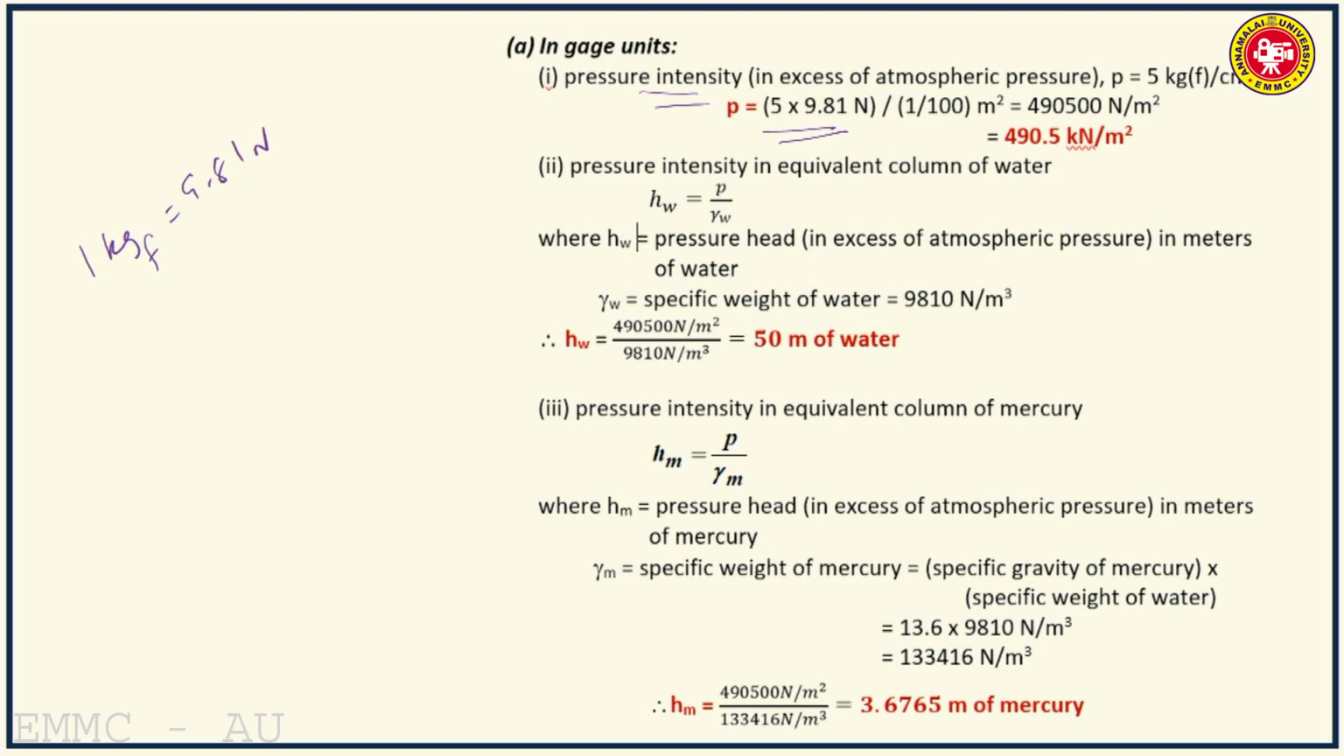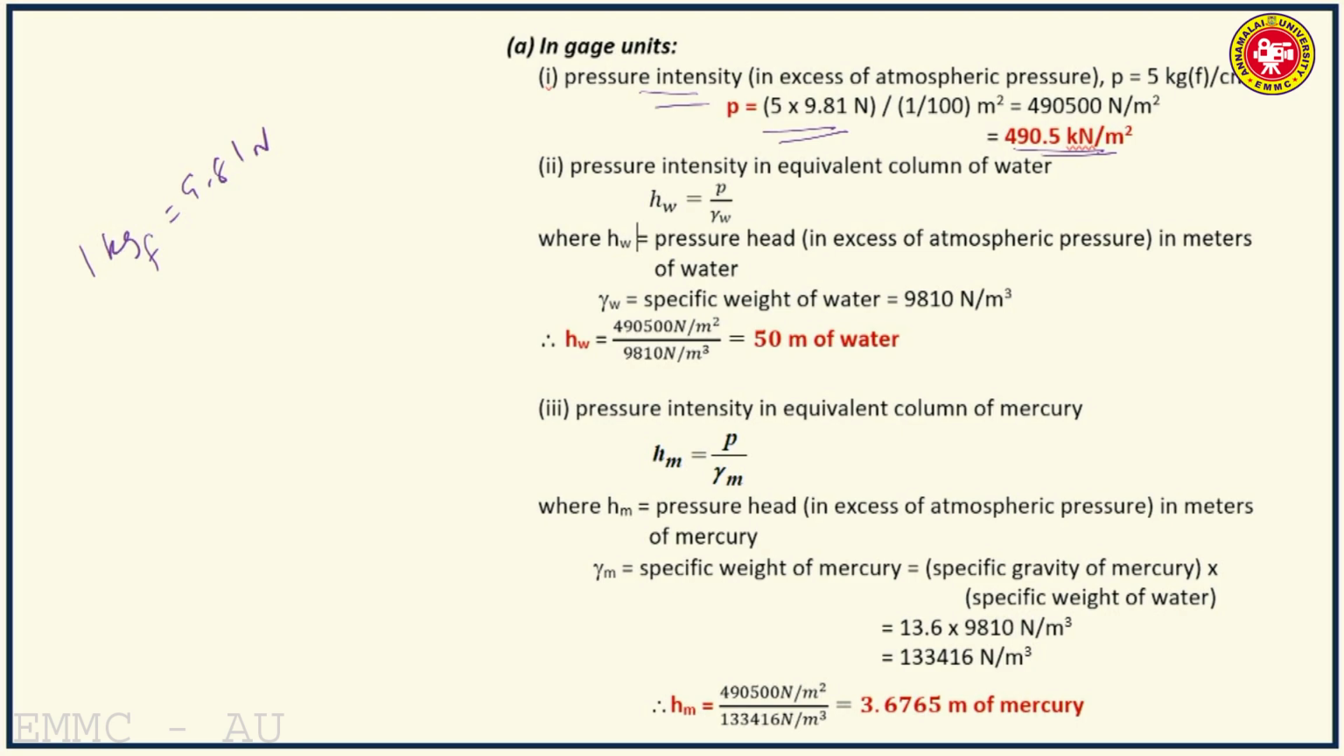So, that will be 490,500 Newton per meter square. If you convert it to kilonewtons, you divide by 1000, so 490.5 kilonewton per meter square. So, we expressed the pressure intensity, which is given in kilogram force per centimeter square, in Newton per meter square, that is, in the SI system. Now let us put the pressure intensity in equivalent column of water.